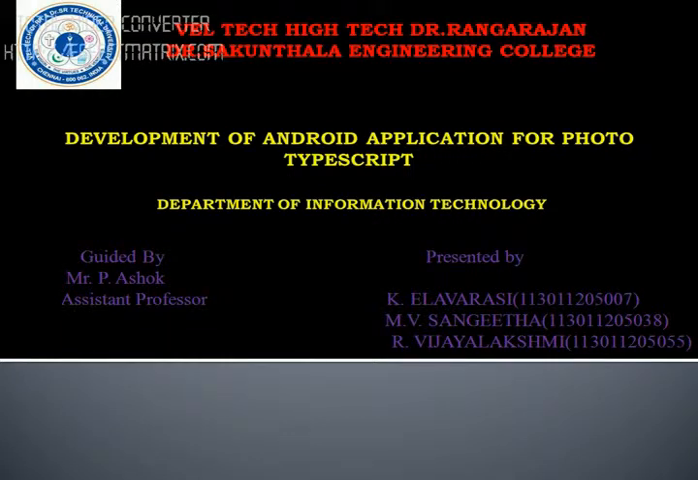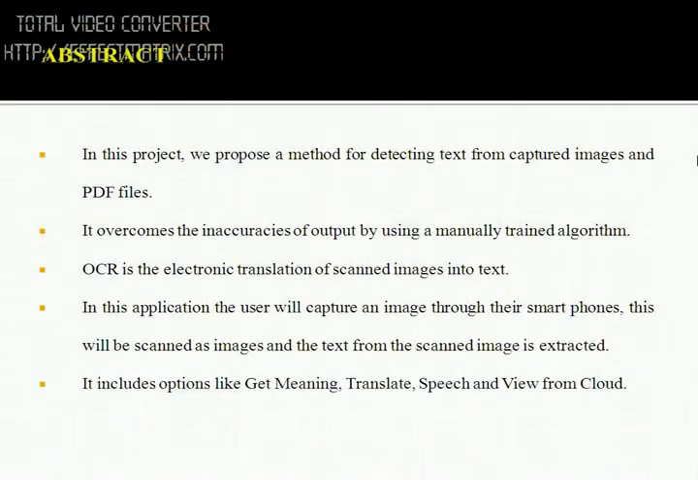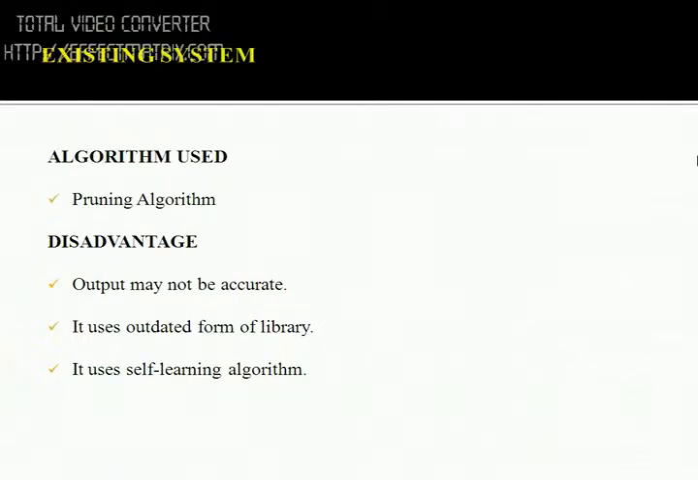Our project title is Development of Android Application for Phototype Script. Our guide name is Mr. P. Ashok. Coming to the abstract, the main scope of our project is to create an Android application for implementing a mobile OCR service. The problem of text extraction is not very well surveyed, so we have addressed a technique for this.